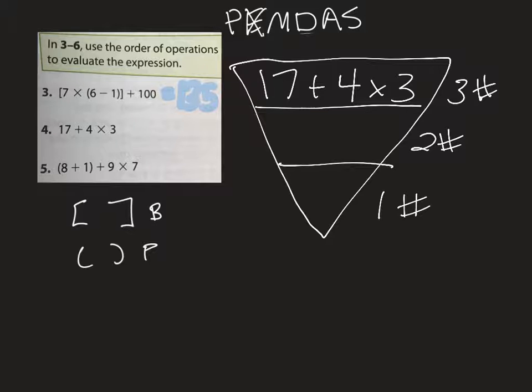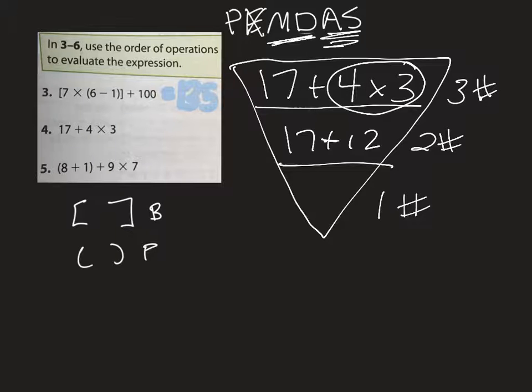So I got to get to 2 numbers. So do I add first or do I multiply? Well, in here I have parentheses, multiplication, division, and then addition and subtraction. So I'm going to multiply first, not add. So I'm going to circle this, and 4 times 3 is 12. And then I'm going to bring down the 17. Okay, now I went from 3 numbers to 2 numbers.